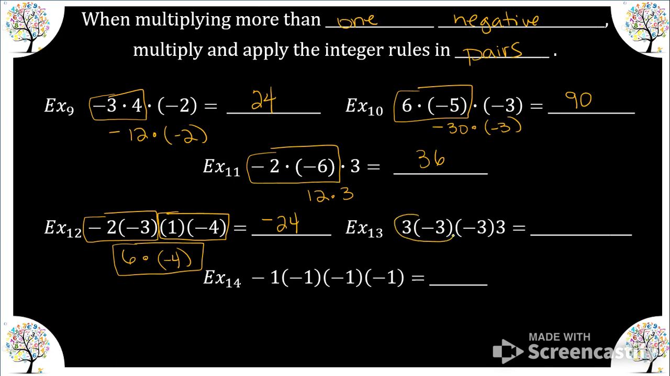For 13, I'm going to have the first two as a pair and the last two numbers as a pair. 3 times negative 3, they're different, that's negative 9 times negative 9. Now we have a positive answer because this negative cancels this negative to give us a positive 81.